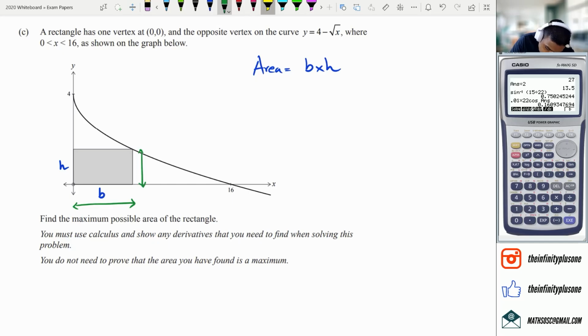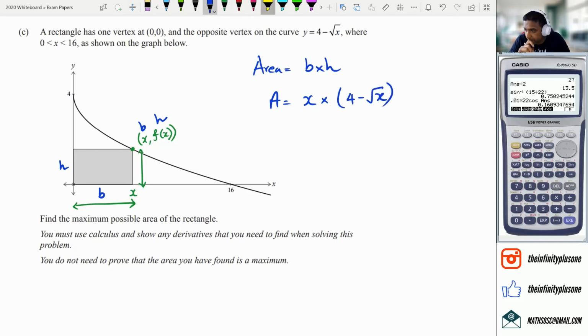If this is x, remember that this point here, this green point, becomes x and f of x. So it's kind of like saying that x ends up being the base and f of x becomes the height. Because anywhere that you go along that curve, you're actually going to get the height of the rectangle. And to get the point on the curve, you're going to use f of x. So what we have got here is area equals base, which happens to be x, multiplied by height, which happens to be 4 minus root x.